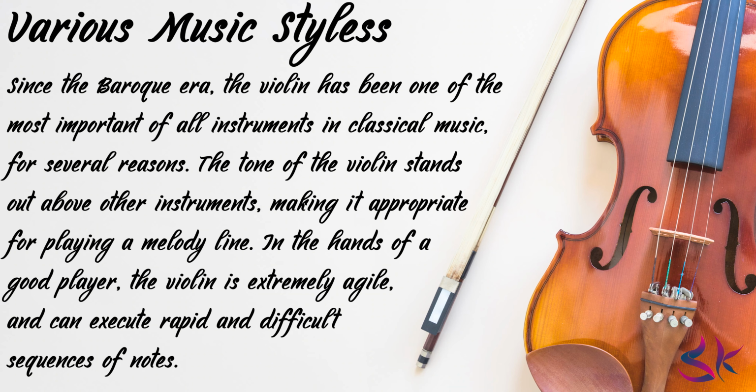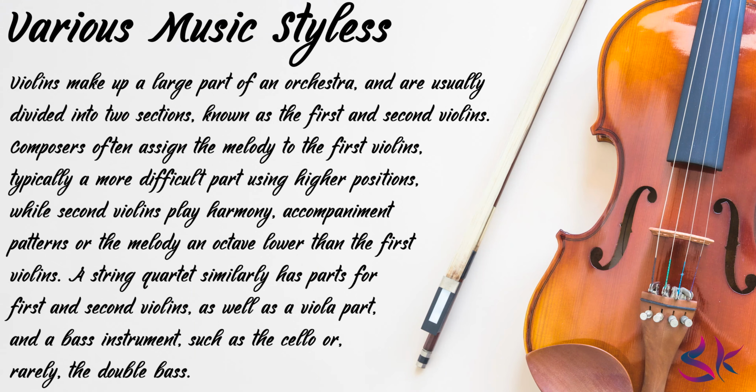In the hands of a good player, the violin is extremely agile and can execute rapid and difficult sequences of notes. Violins make up a large part of an orchestra and are usually divided into two sections known as the first and second violins. Composers often assign the melody to the first violins, typically a more difficult part using higher positions, while second violins play harmony, accompaniment patterns or the melody an octave lower than the first violin.